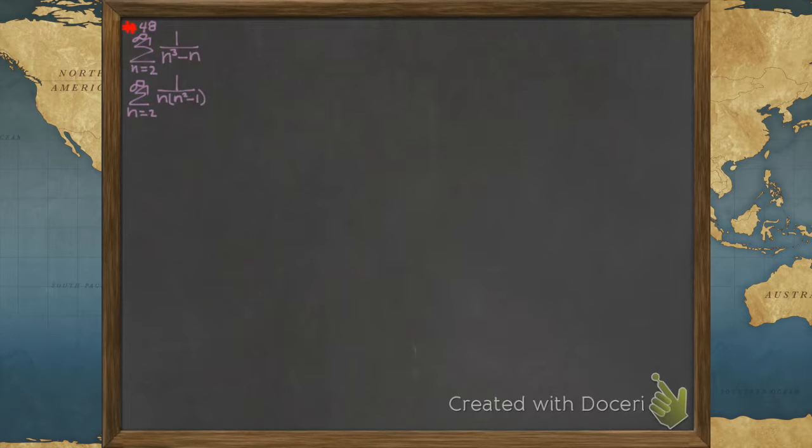But first, we factor. We pull an n out. Then we see that's the difference of squares: n plus 1, n minus 1. We suspect that this is a telescoping series, so let's get it in the form by using partial fractions.